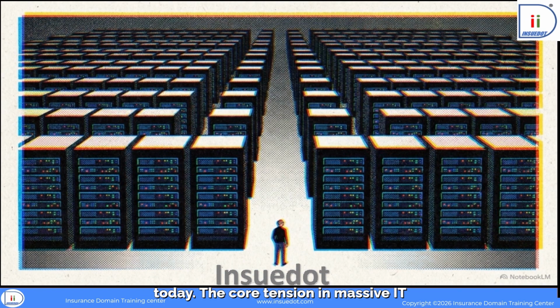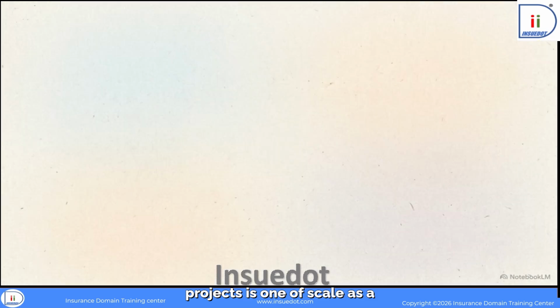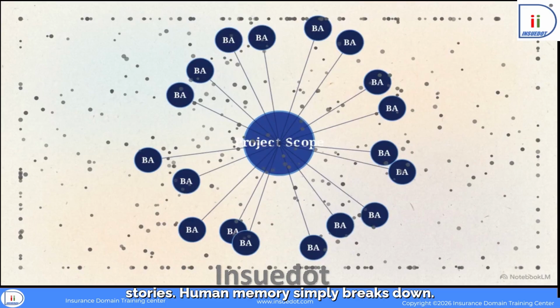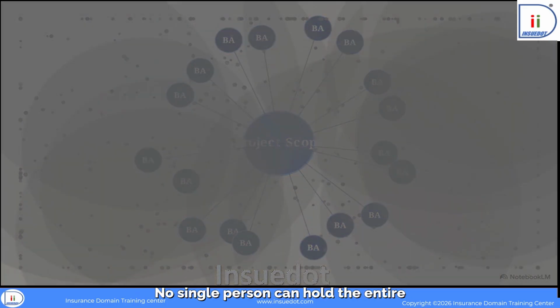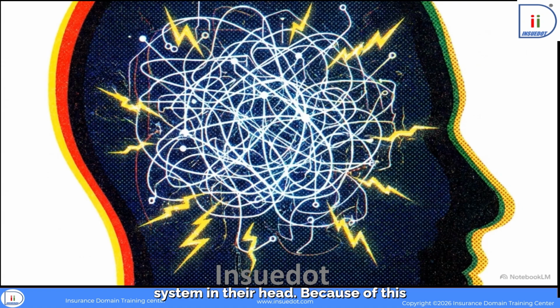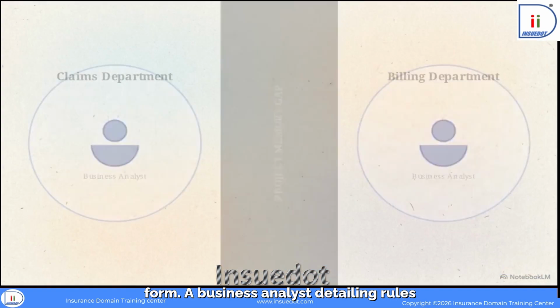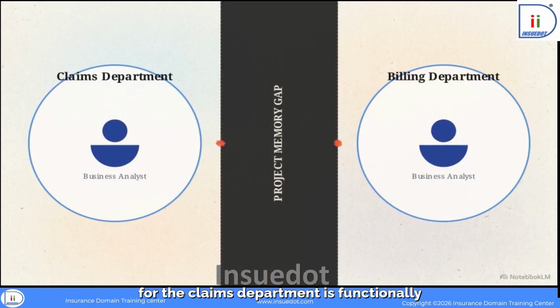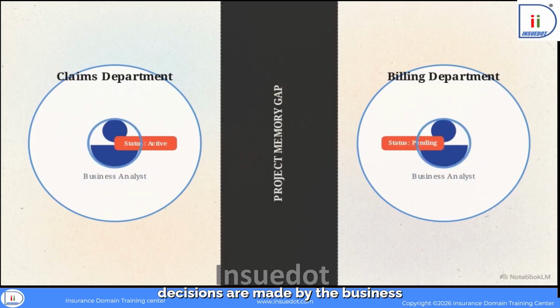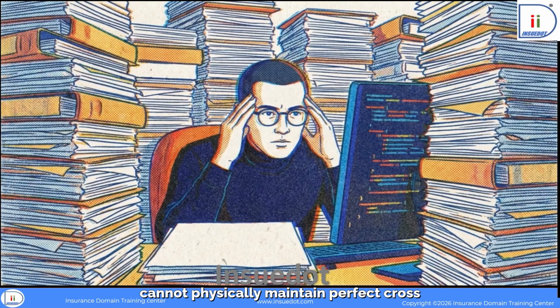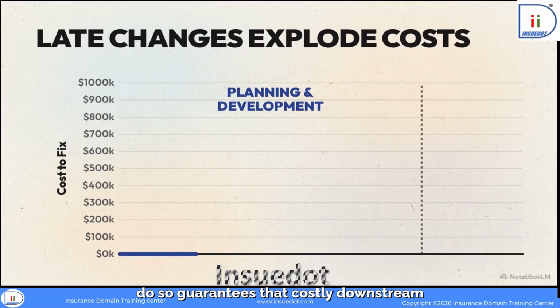The core tension in massive IT projects is one of scale. As a project expands across dozens of business analysts and thousands of complex user stories, human memory simply breaks down. No single person can hold the entire system in their head. Because of this scale, organizational silos naturally form. A business analyst detailing rules for the claims department is functionally blind to the specific architectural decisions being made by the business analyst on the billing team. Human teams cannot physically maintain perfect cross-departmental memory. Relying on them to do so guarantees that costly, downstream change requests will surface right as the code is being deployed.